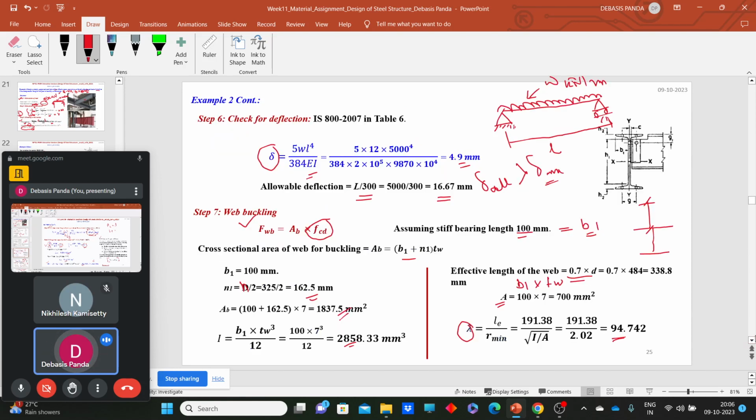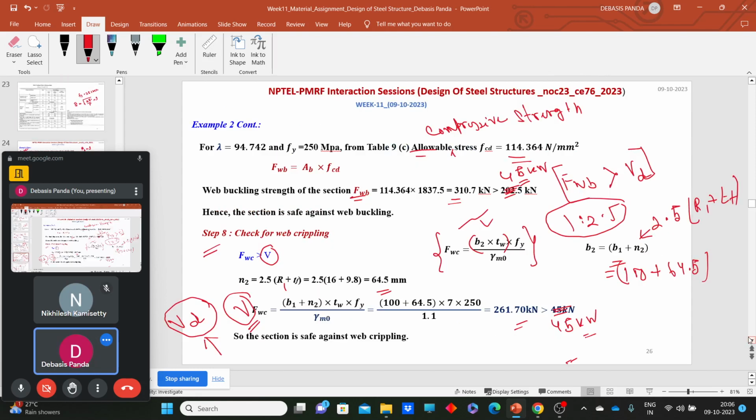Now when these two checks are completed, we need to go for the deflection check, web buckling and web crippling. If the selected section can complete all the steps successfully and pass all the checks, then we can finalize the design, that okay, we select this and go with that section.